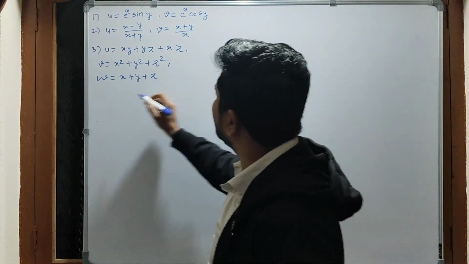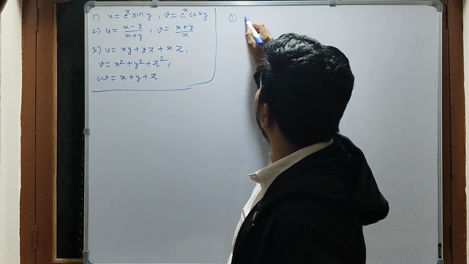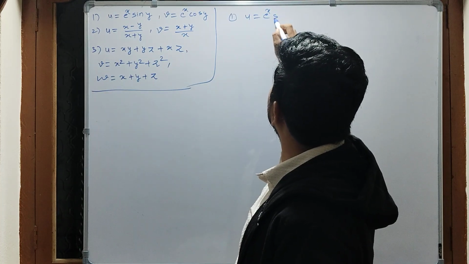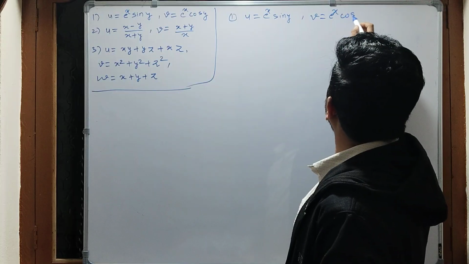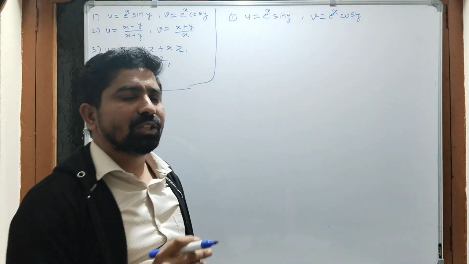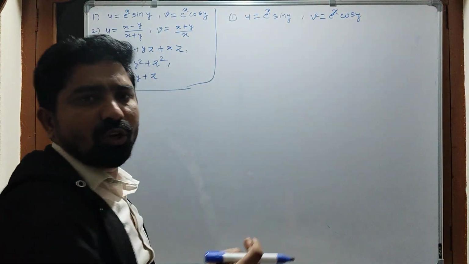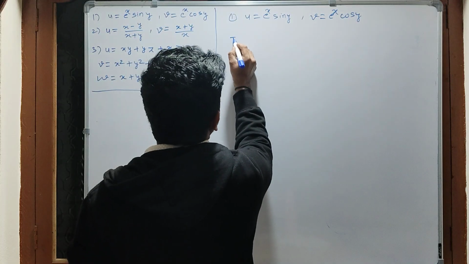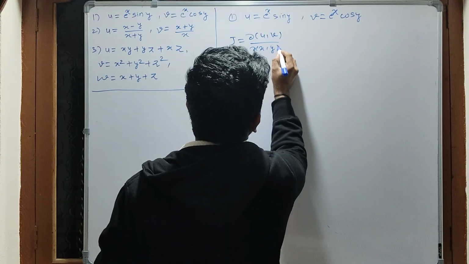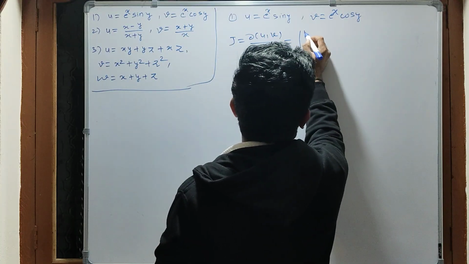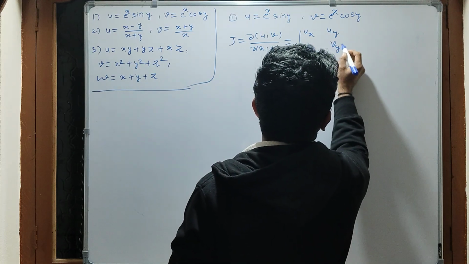Example 1: u equal to e to the power x sin y and v equal to e to the power x cos y. Check whether u comma v are functionally dependent or independent. So u is this, v is this, and u and v are functions of x comma y. Therefore I want to find the Jacobian of u comma v with respect to x comma y, which is equal to the determinant with u with respect to x, u with respect to y, v with respect to x, v with respect to y.